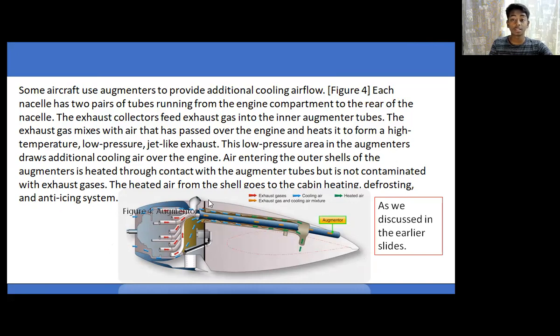Earlier we discussed that while traveling at high altitudes, the engine can freeze because of low temperature at high speeds. So to keep the engine from freezing, these augmenters take the exhaust gas and pass it around the engine so that it maintains a specific required temperature.